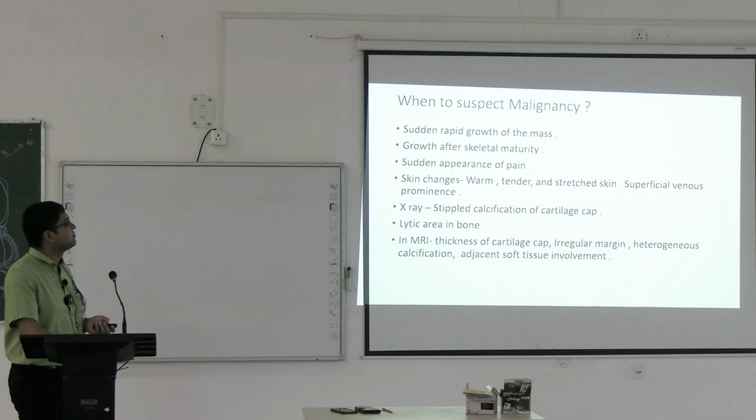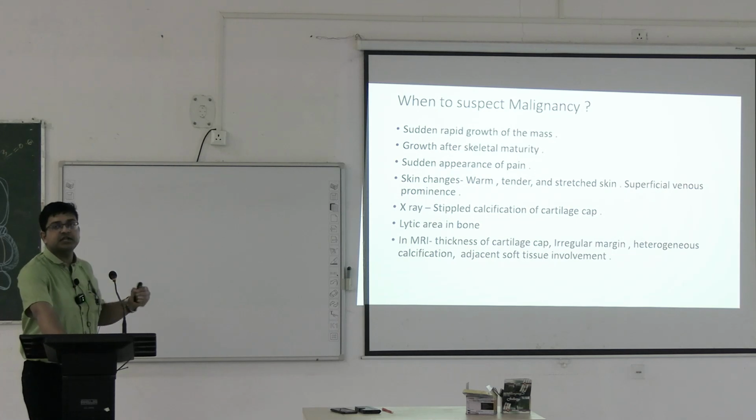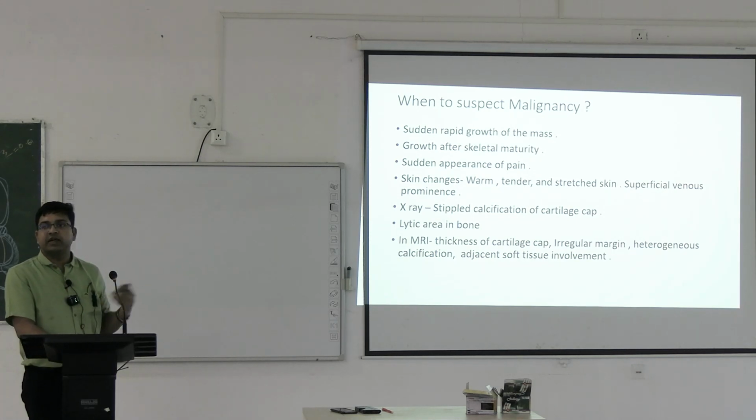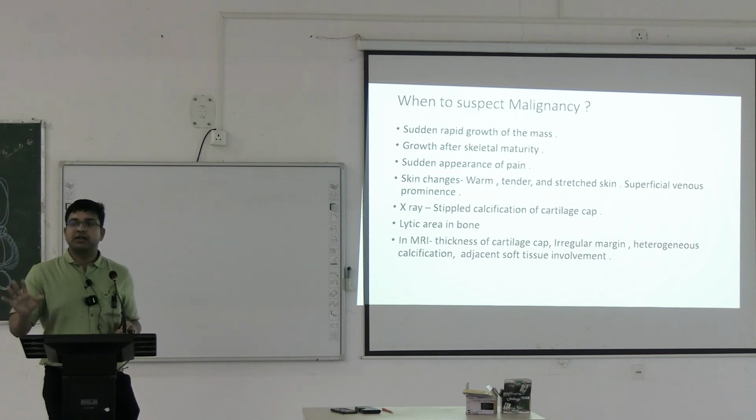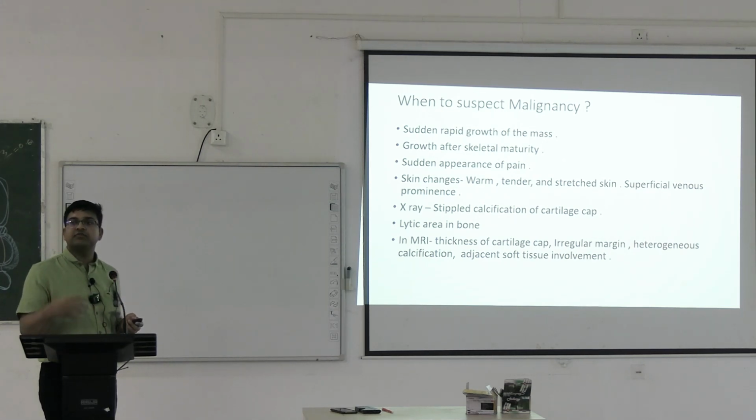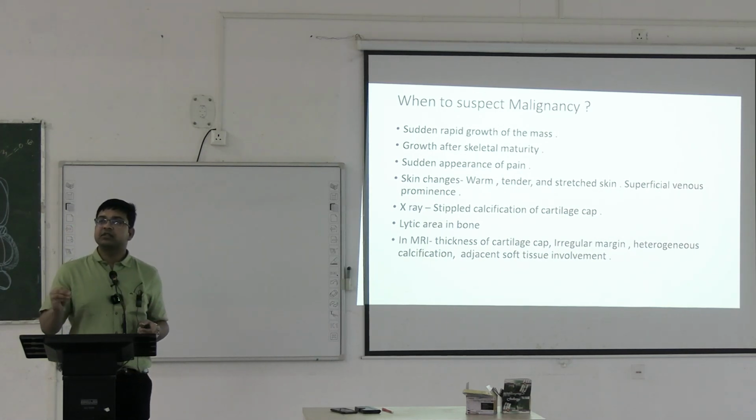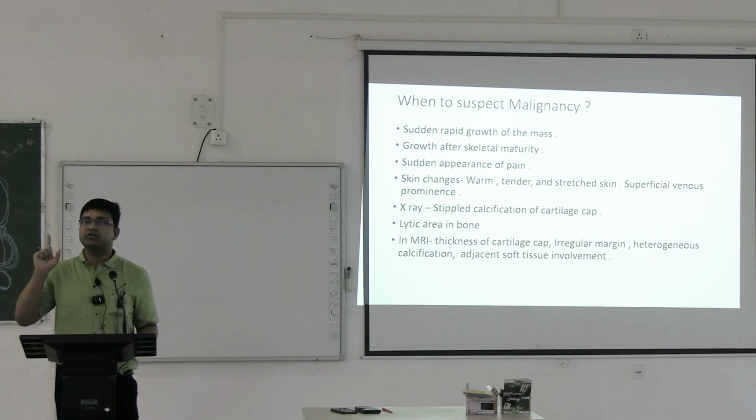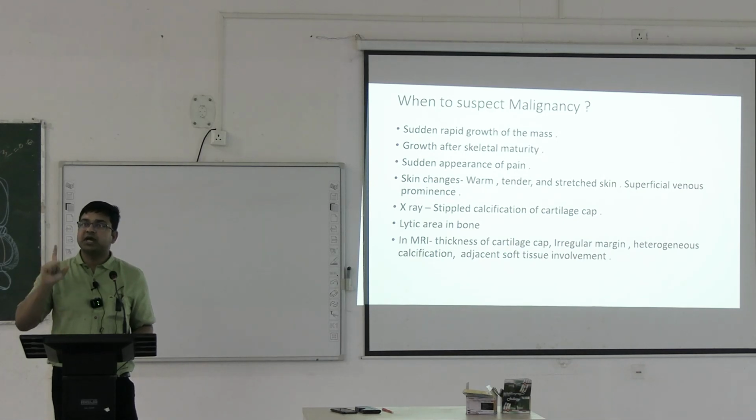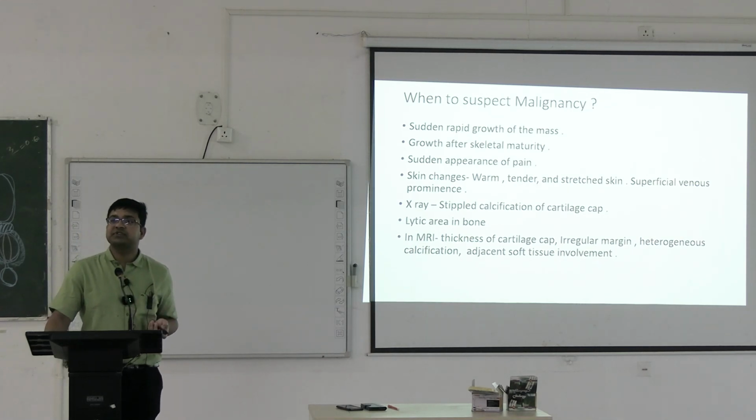Then sudden appearance of pain. Sudden appearance of pain, but you have to differentiate the pain from other conditions. কি বলেছিলাম? Fracture and bursitis. Skin changes. The skin condition over a benign tumor is normal. Okay. So what are the skin conditions of a malignant tumor? The skin will be stretched, shiny, hot, and there will be superficial venous engorgement. এটা মনে রাখবি, the skin over a malignant tumor is stretched, shiny, hot or warm, and there will be engorgement of superficial veins.